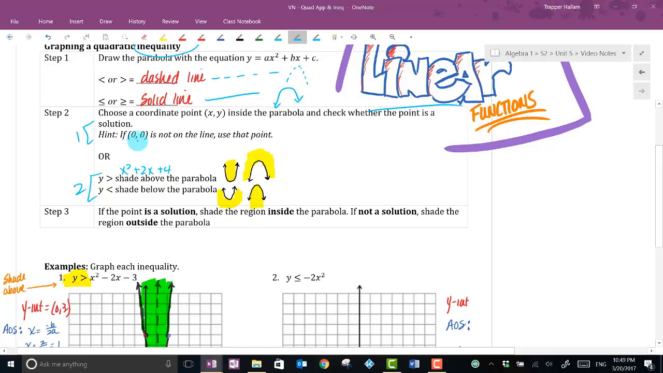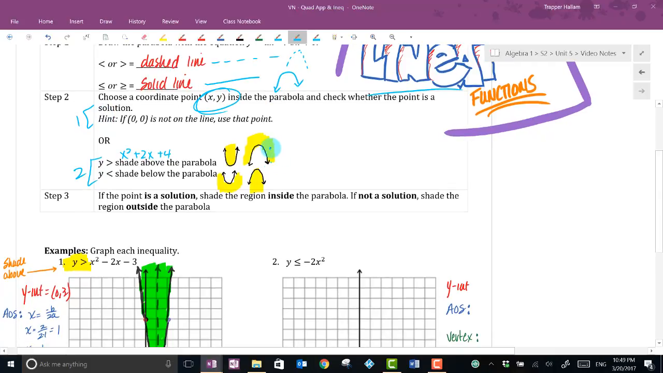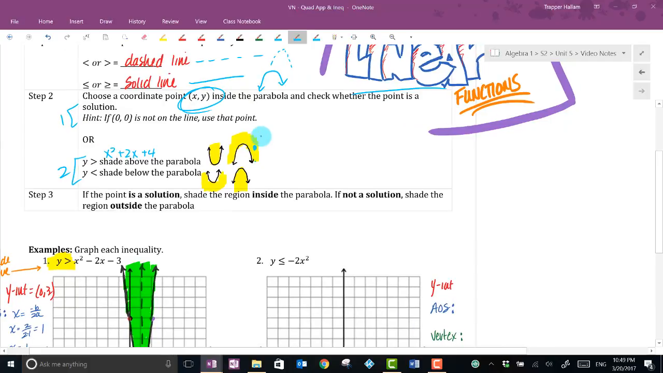The other way to do that is you can pick any point on either side of the parabola. So if you picked a point here, if that statement was true, which for this scenario it would be, you'd shade that side above the parabola. If you picked one on the inside, then if it happens to be true, you would shade that one. If it was false, then you would shade the other side. So that would be by the test point. Either way is fine, but since the quickest way is if it's got y equals or less than or greater than or equal to, then we'll use that method.